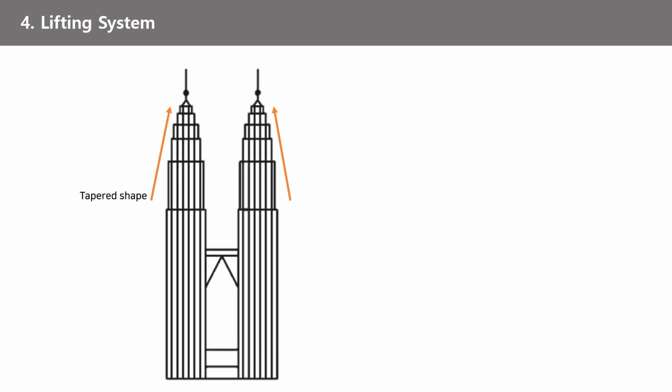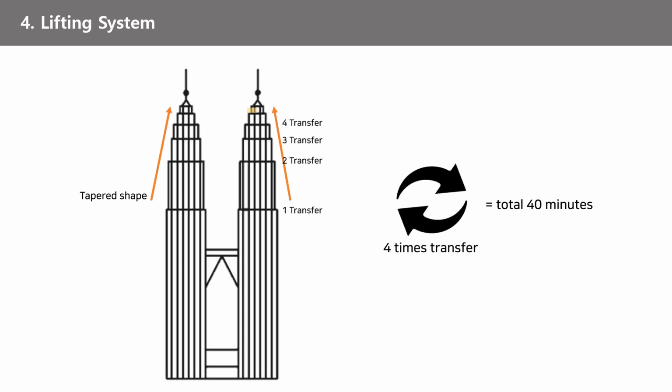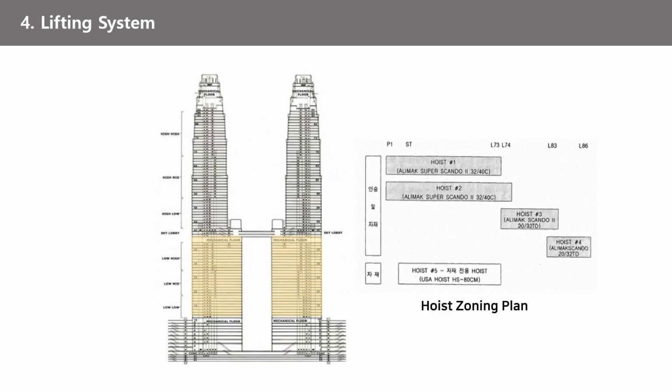Petronas Tower is a high-rise building and has a tapering structure with setbacks. So, to reach above 300 meters high, 4 times of elevator transferring was needed. Due to this condition, in the peak time, it took over 40 minutes to reach the high workplace. To solve this kind of problem, they made a hoist joining plan to separate low, middle, and high parts to effectively put 3,000 workers into work.